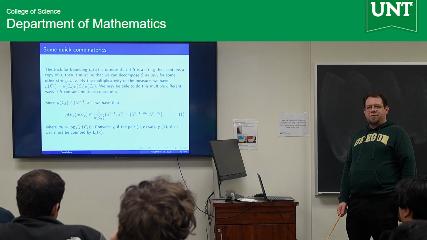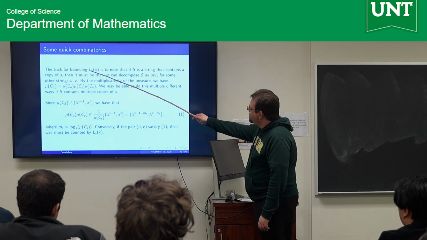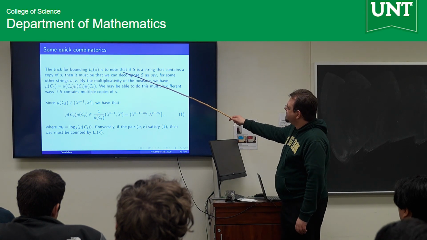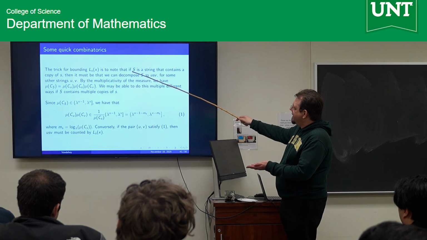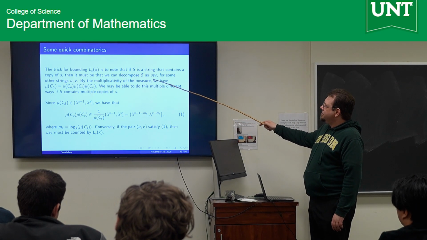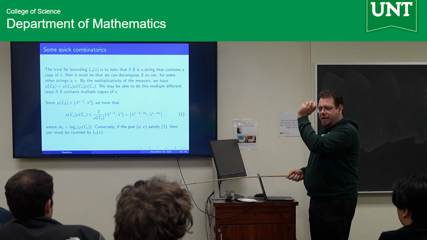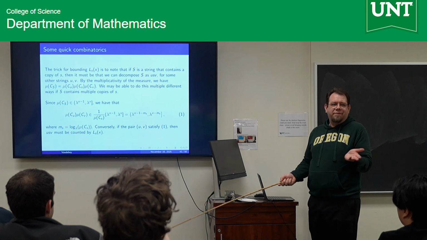Okay, more combinatorics time. If I want to bound that thing, the trick is to say that if I've got a string capital S that contains a copy of little s, then I can write it as u little s v. Some little string, some other little string, s in the middle. Maybe I could even do this multiple times.